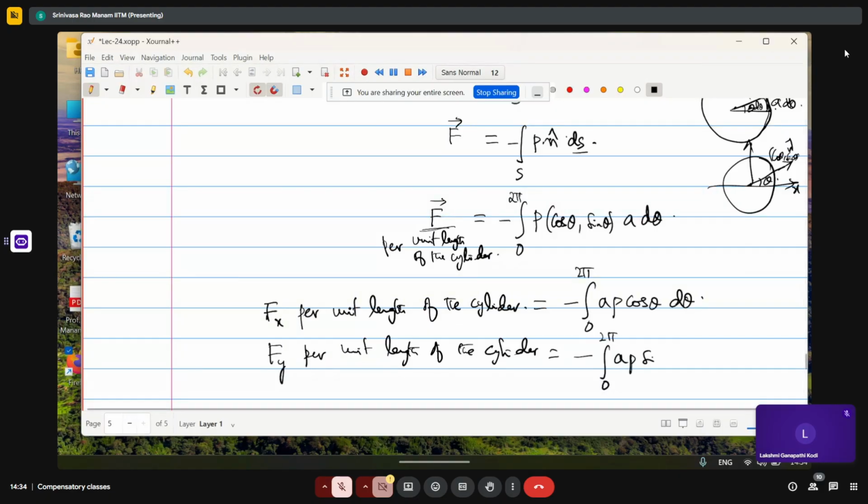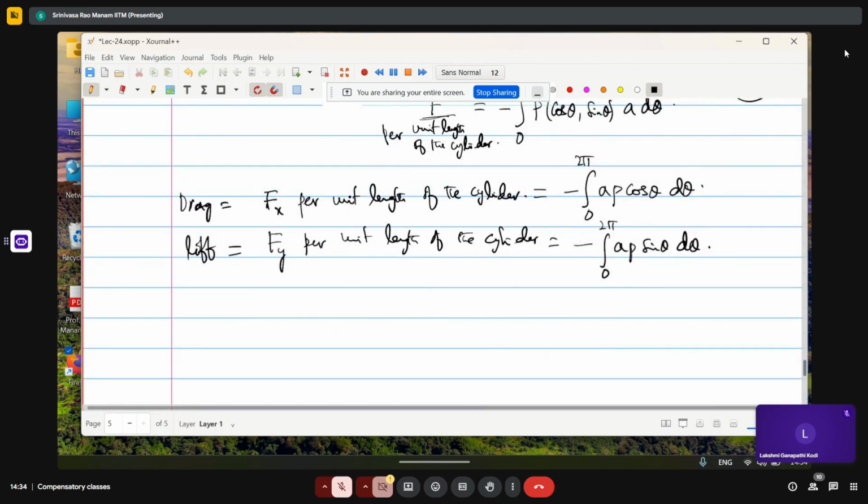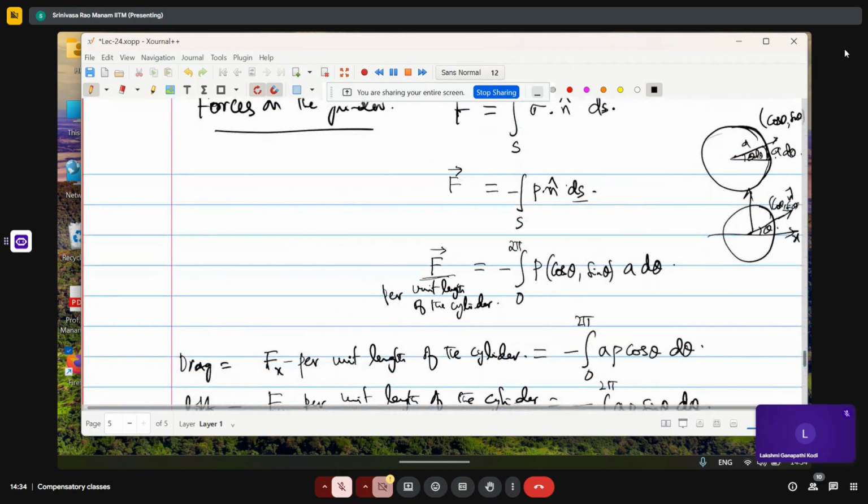Whatever that x component is, you call this drag. This is your lift force. The y component is basically your lift force. So basically, you're concentrating on the full circular cylinder. What is the x component of that force? The y component, effective force per unit length. If you call this, that basically gives you the overall effect, the net force per unit length.